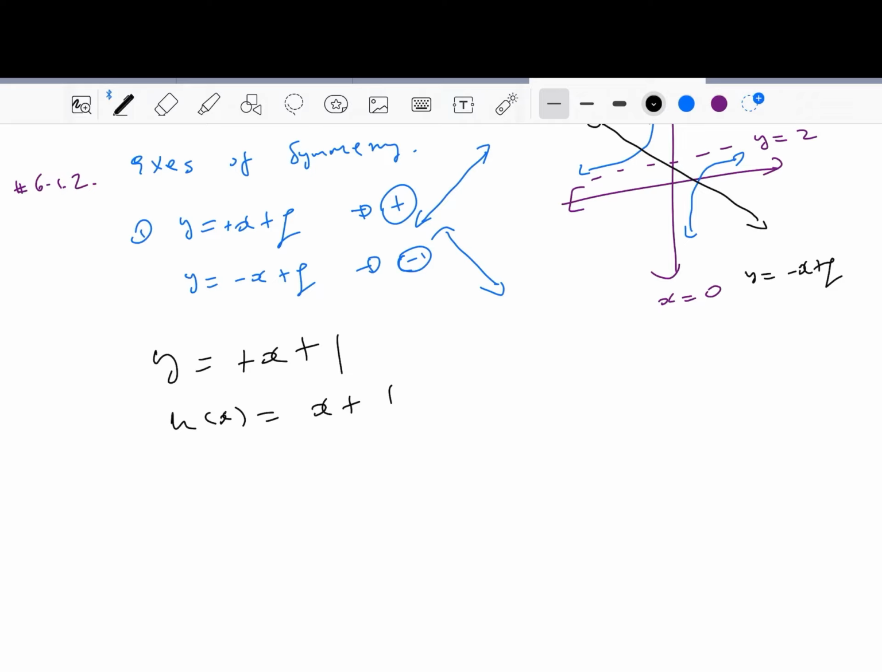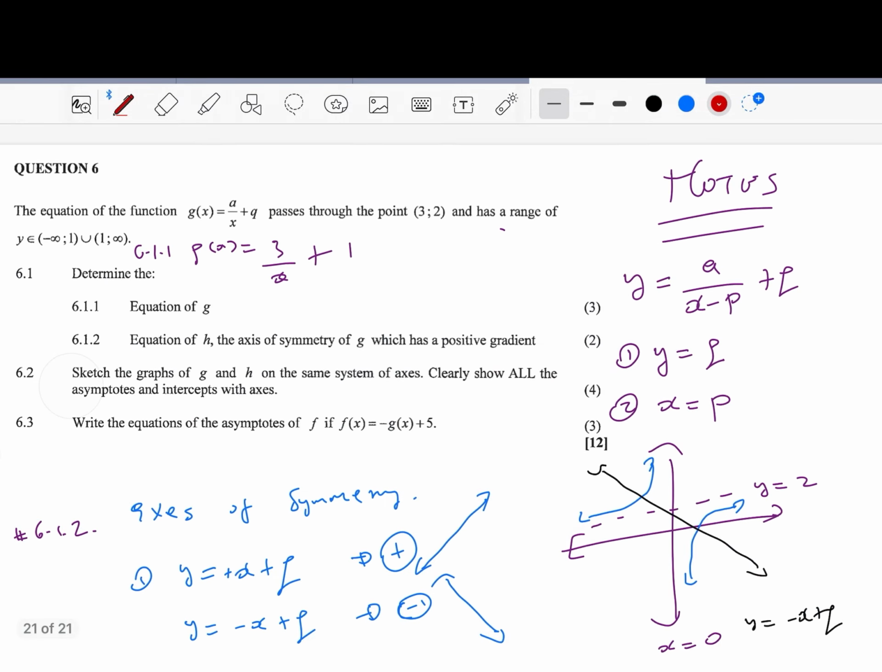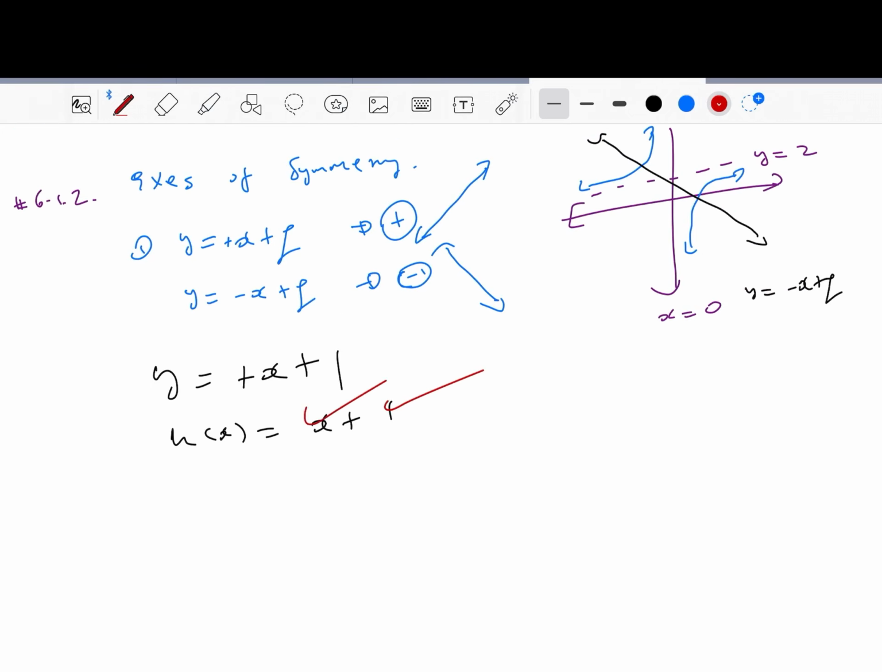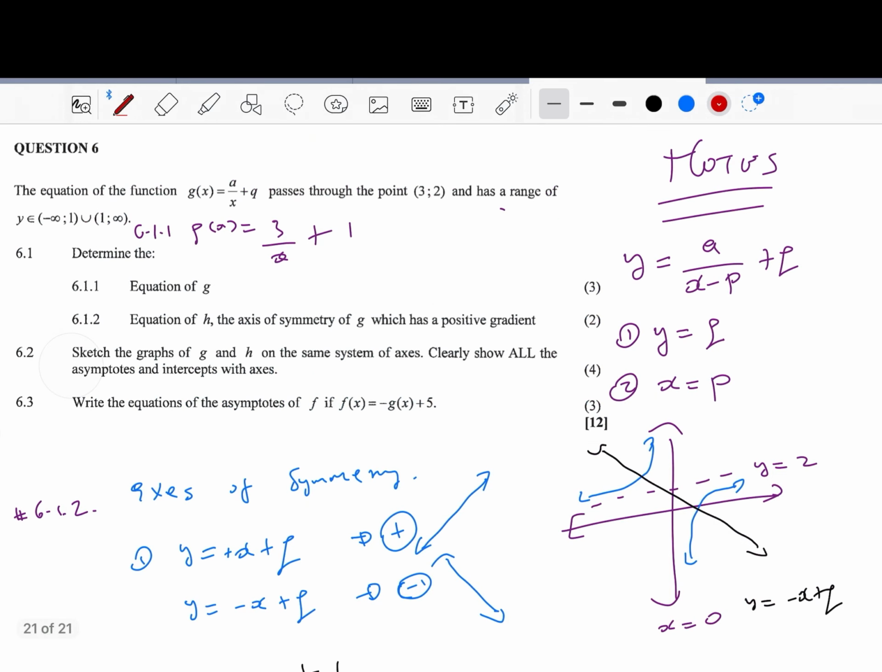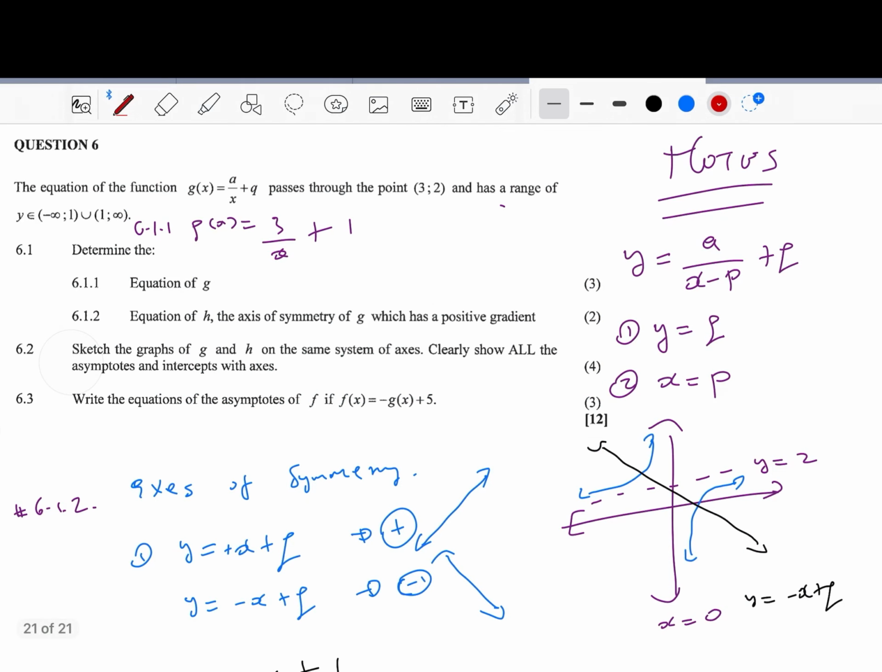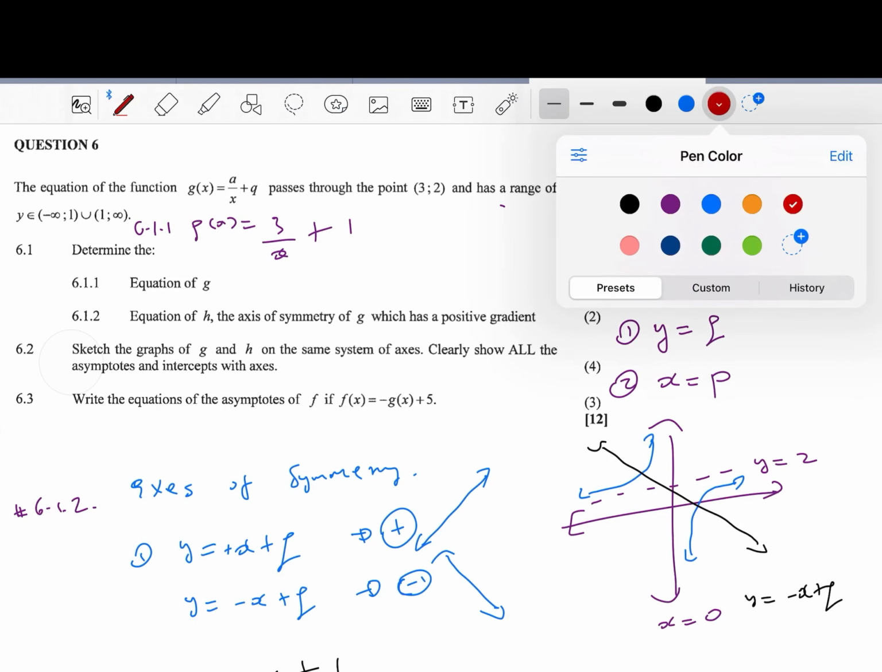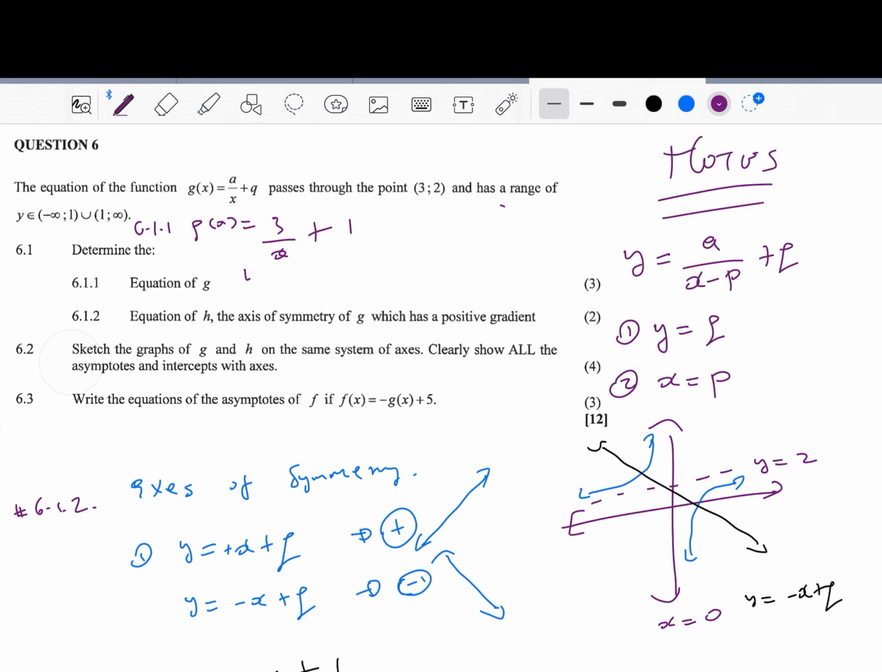And then you get your marks by saying your q is 1, so you get the mark for that, and also for identifying that you're taking a positive gradient instead of a negative gradient. So cool. So we now have the axis of symmetry, and we have the equation. The axis of symmetry is x plus 1.